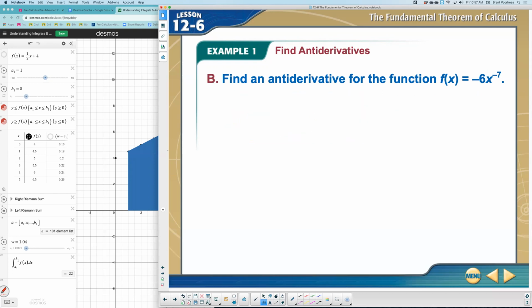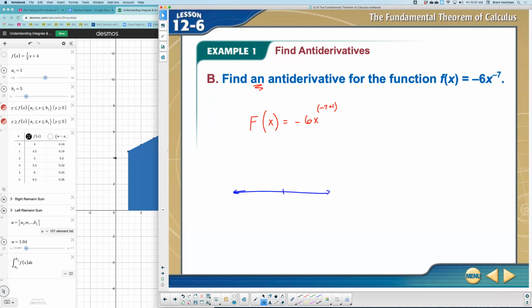All right, so here's part B. And again, it says find an antiderivative. So that means you don't have to have the plus c. For f of x equals -6 x to the power of -7. Now, let's walk through this one a little bit slower because we're working with negative powers. So we have -6 x to the, and I'm going to do this in parentheses here, -7 plus 1. And it might help to see a number line.